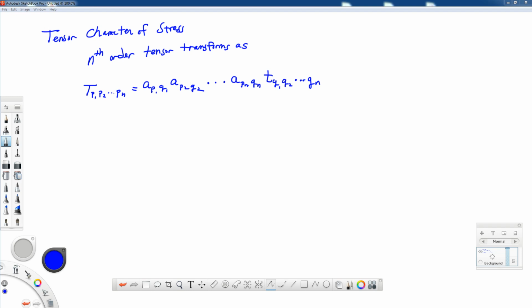The new components of a tensor that may have n different subscripts as an nth-order tensor, t sub p1, p2 through pn, is equal to a p1, q1, a p2, q2 through a pn, qn, where a represents the transformation matrix, the matrix of the sets of direction cosines, times little t, q1, q2 through qn. Okay, there's a whole lot going on in this.